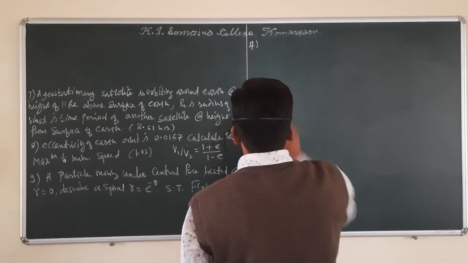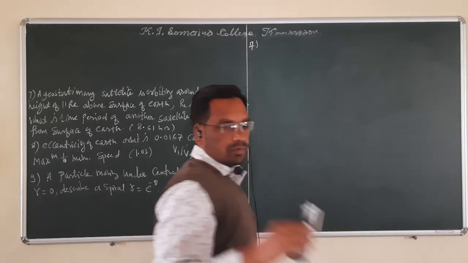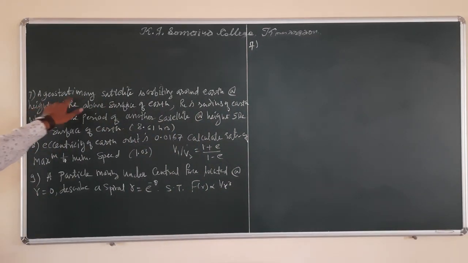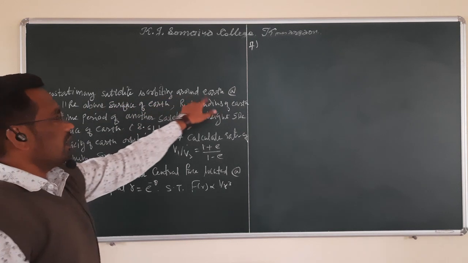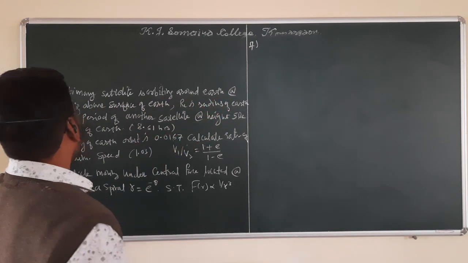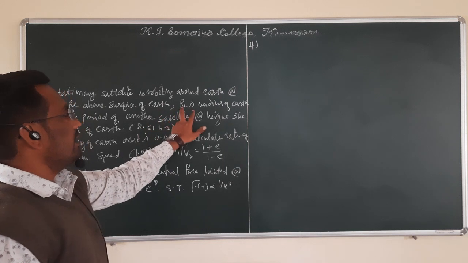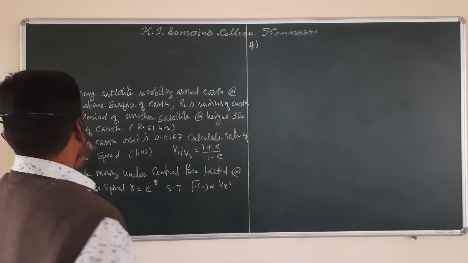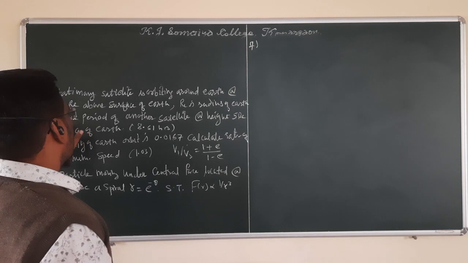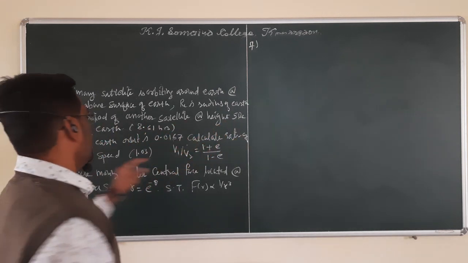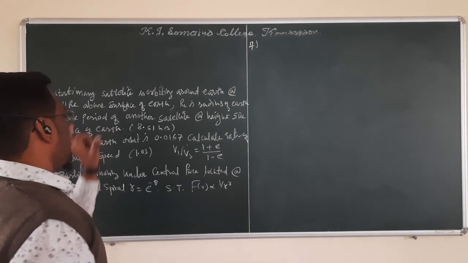What is problem number 7? Problem number 7 is: a geostationary satellite is orbiting around Earth at a height of 11 R_E above the surface of Earth, where R_E is the radius of Earth. What is the time period of another satellite at a height of 5 R_E from the surface of Earth?